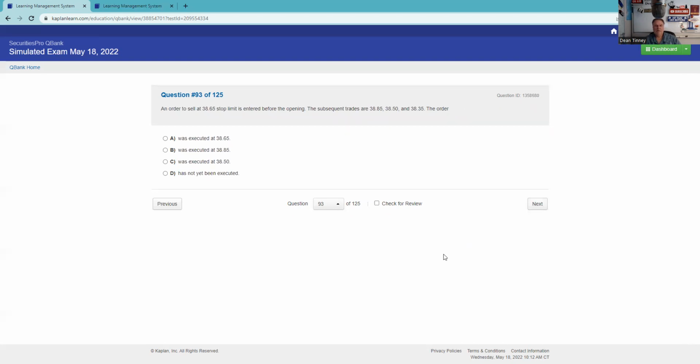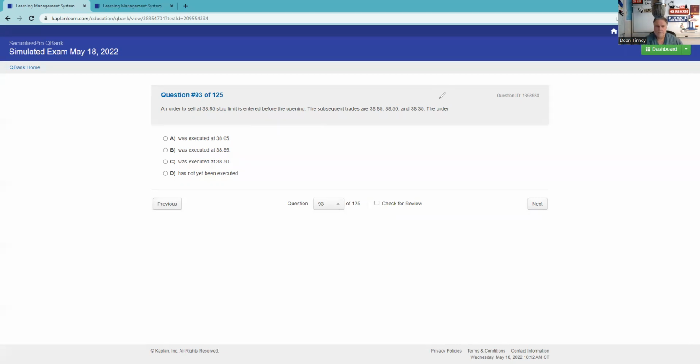In order to sell a 3865 stop limit. So be real careful on these. This is slobs over bliss, right? So a sell stop, whether it's a sell stop that turns into a market or a sell stop that turns into a limit, is below the market. And I'm telling my broker that if it trades at or through 3865, I want to sell, but then I want my price or better. So there are 2 contingency qualifiers here, so we're looking for 2 things.